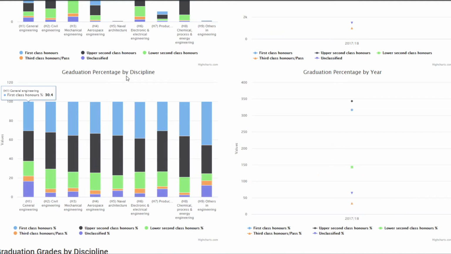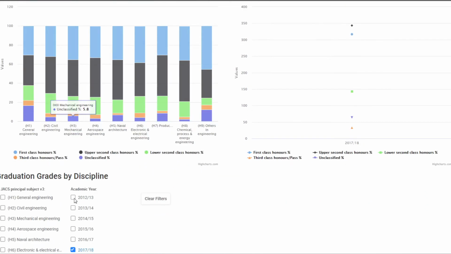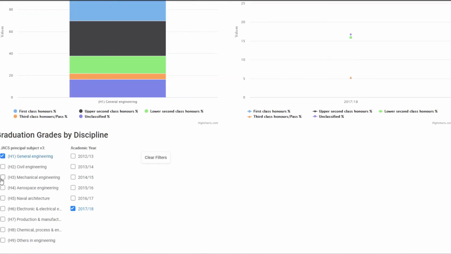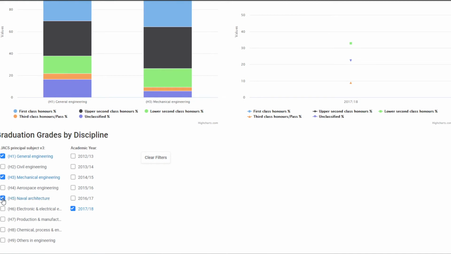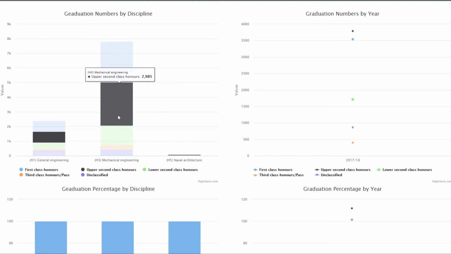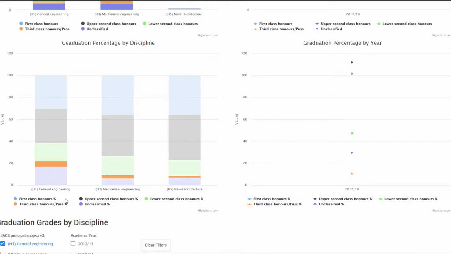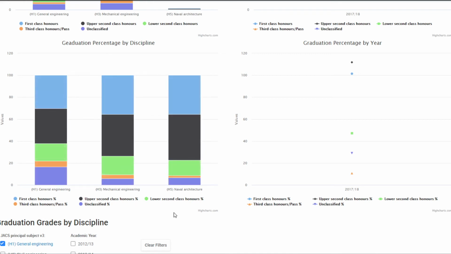Now this graph is very useful. For example, in comparing naval architecture with general engineering and mechanical engineering, let's just choose that. In this top graph, it's very difficult to compare how the grades compare between the different disciplines because the numbers are so different. But in this graph, we can see that naval architecture and mechanical engineering are rather similar, but in general engineering, they have a much higher number of lower passes.